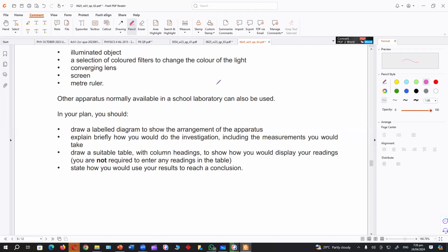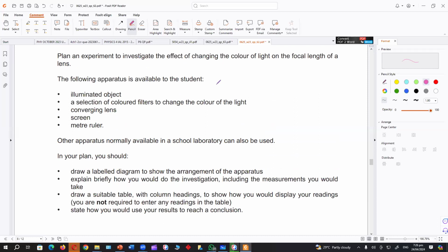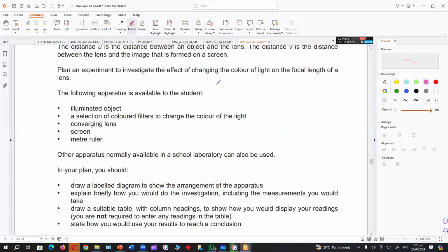Draw a suitable table. Now we have to plan it. Illuminated object, we have a selection of color filters, so we can change the color, converging lens, screen, meter rule.